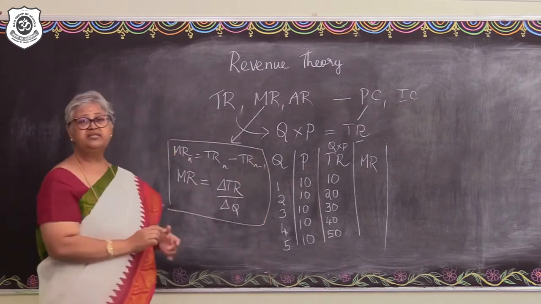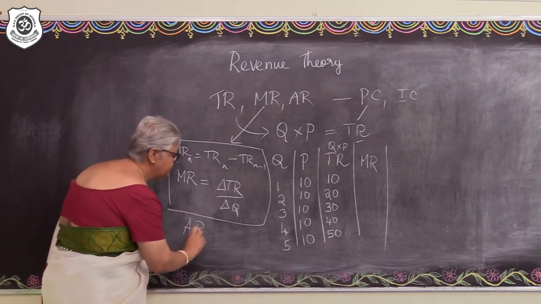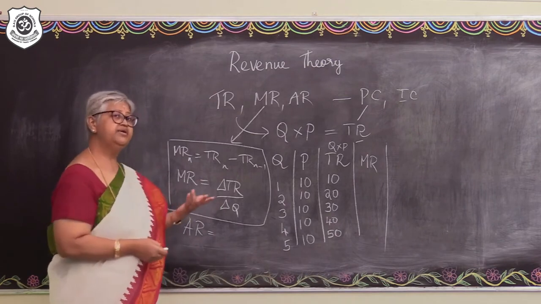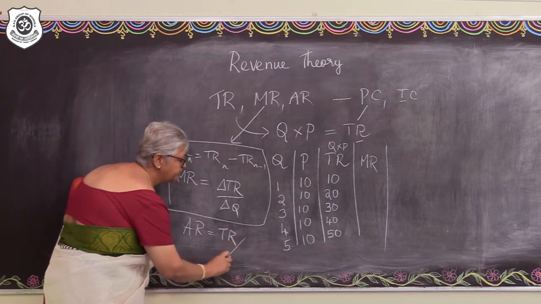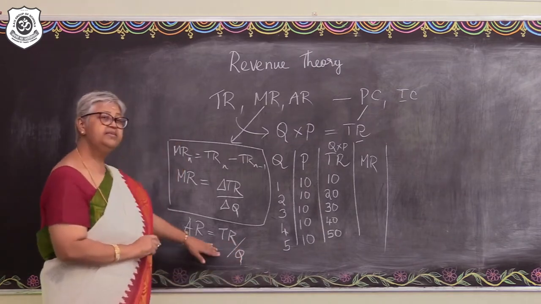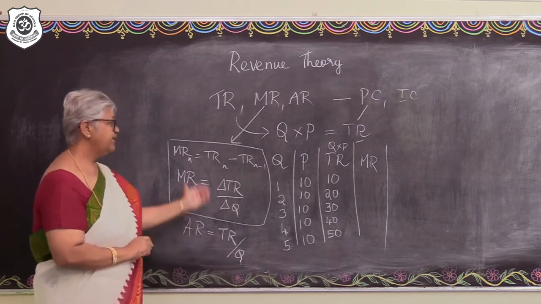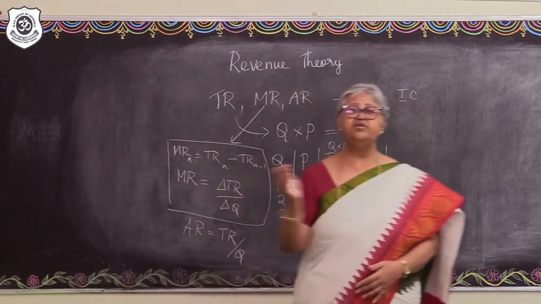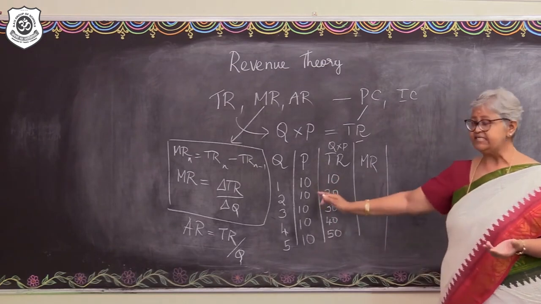And then, what about the average revenue? Average revenue is nothing but the per unit revenue. So, when I say it's a per unit revenue, then it is understood as total revenue divided by the number of units sold, or AR can be calculated as TR by Q. Fine, right? So, let's just move on to the schedule and understand the behavior of the marginal revenue and the average revenue for the given details.